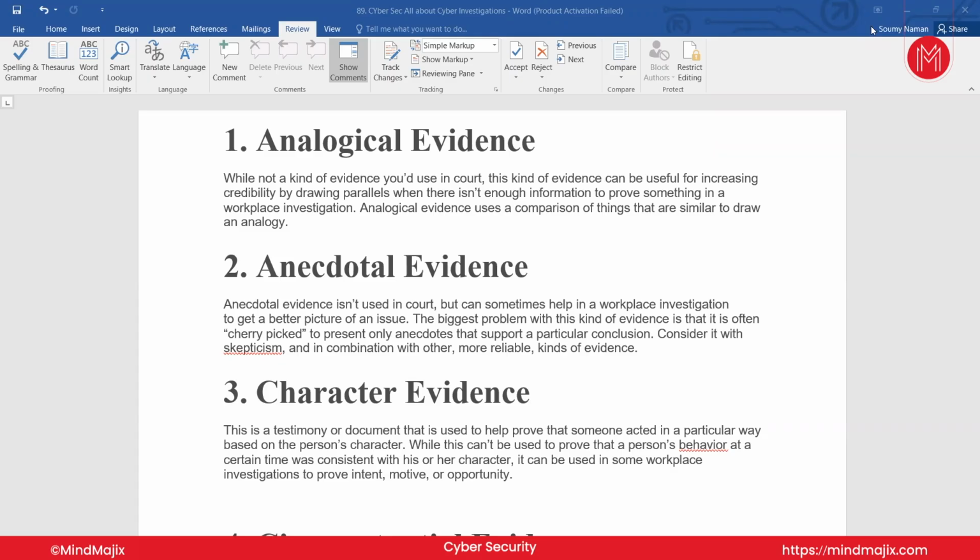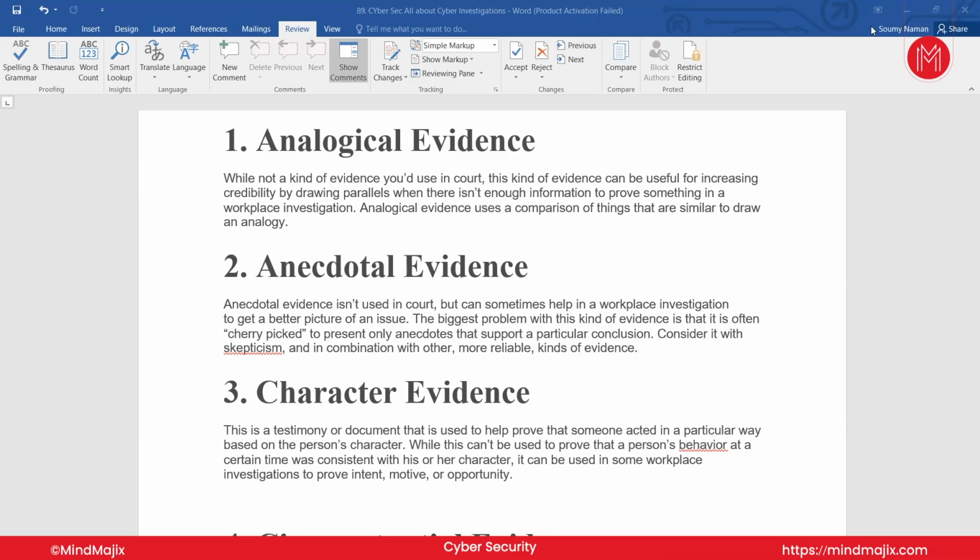The first one is analogical evidence. While not a kind of evidence itself you would use in a court, this kind of evidence can be useful for increasing credibility by drawing parallels when there isn't enough information to prove something in a workplace investigation itself. When talking about analogical evidences, they are used as a comparison of things that are similar to draw an analogy.